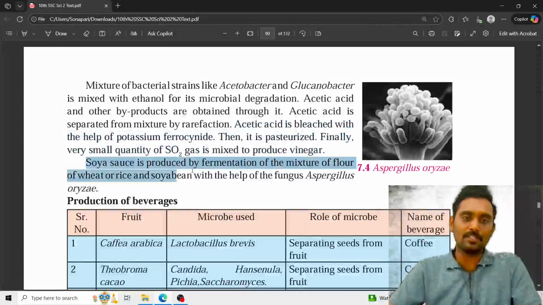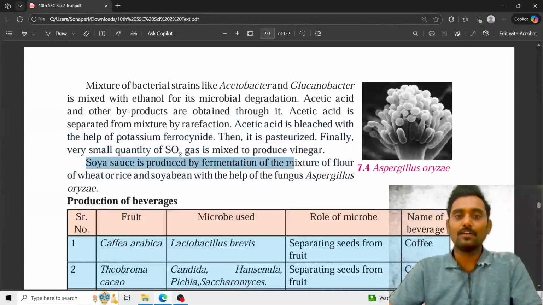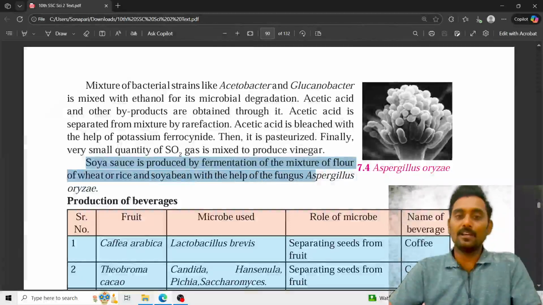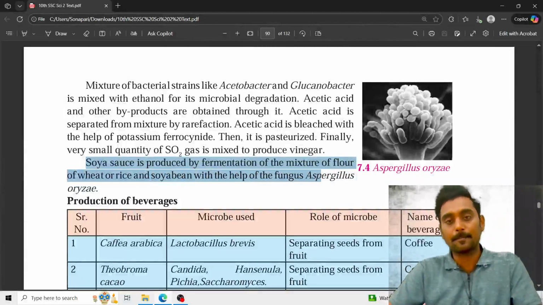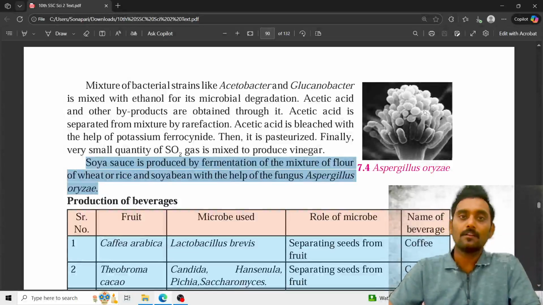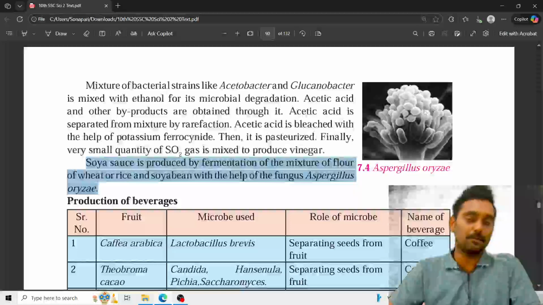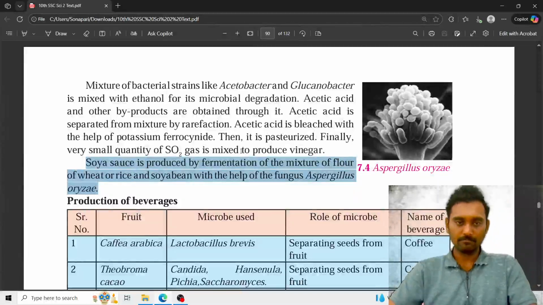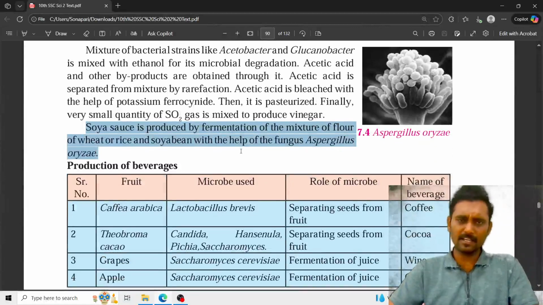So soya sauce is produced by fermentation of the mixture of flour of wheat or rice or soybean with the help of a special kind of fungus, that is Aspergillus oryzae. See this fungus. Okay, it is very tiny in size. We cannot see it easily. For seeing it, we have to use compound microscopes or electron microscopes to have a better and clarified image.